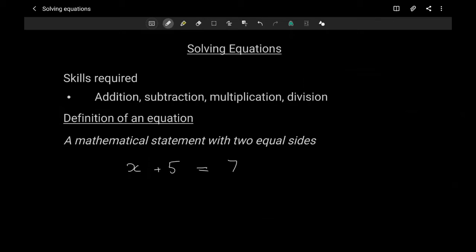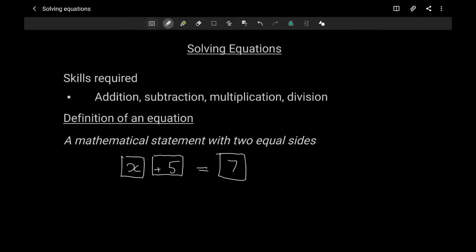If we take a look at the simple equation x plus 5 equals 7, we can separate each element into boxes. We have x, we have plus 5, and we have 7. Now, the aim of solving an equation is to isolate the pronumeral, in this case, x.